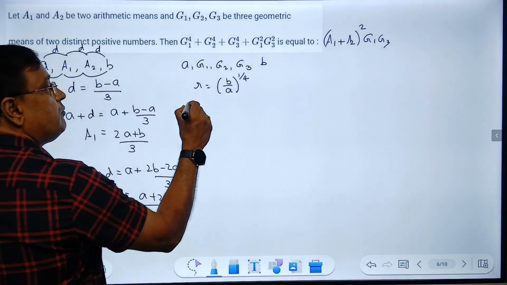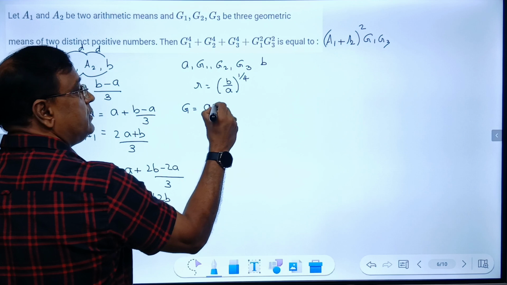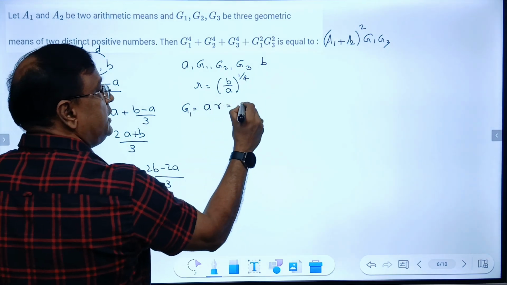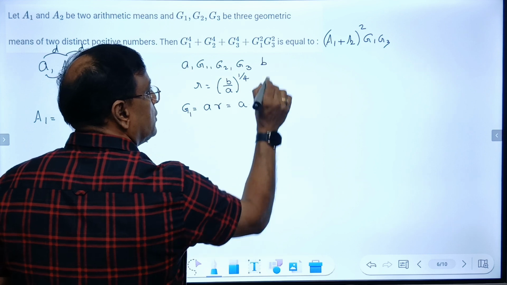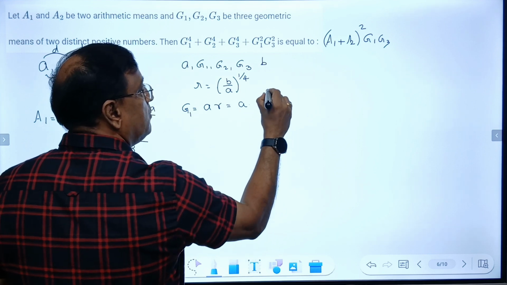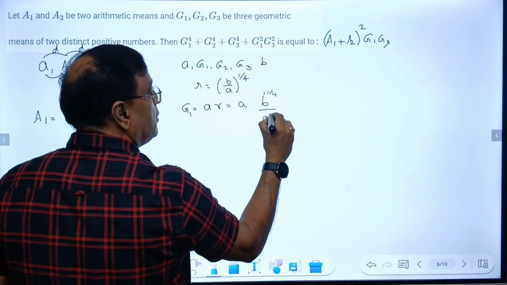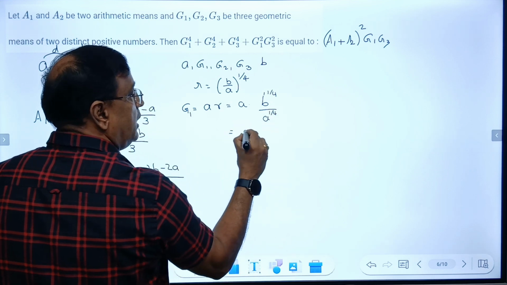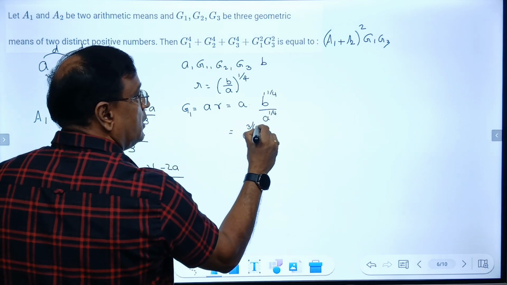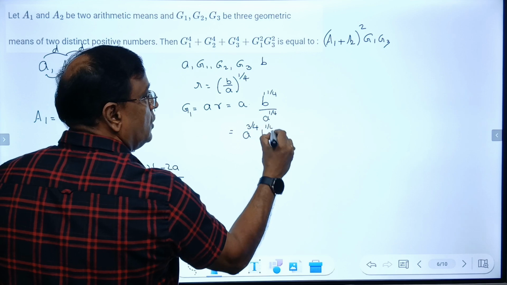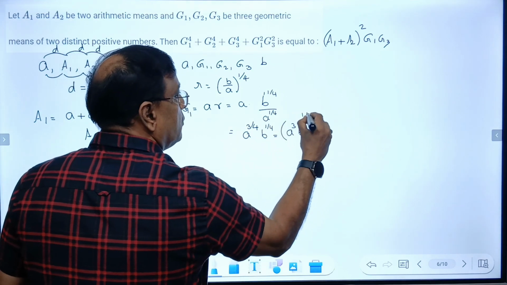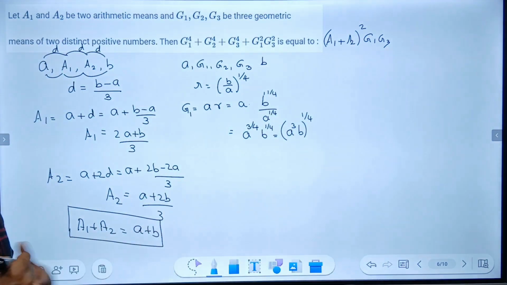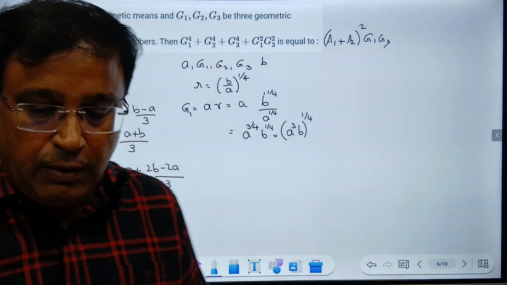So what is g1 from this? g1 is ar, which is a into b power 1 by 4 by a power 1 by 4, which is a power 3 by 4 into b power 1 by 4, which can be written as (a cube b) whole power 1 by 4. So don't forget this. g1 is (a cube b) whole power 1 by 4.